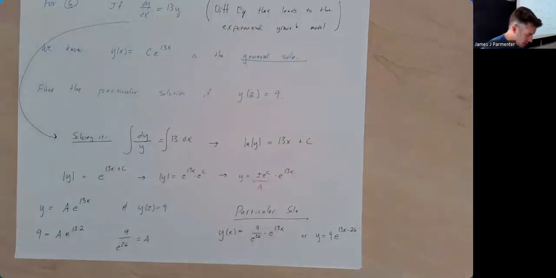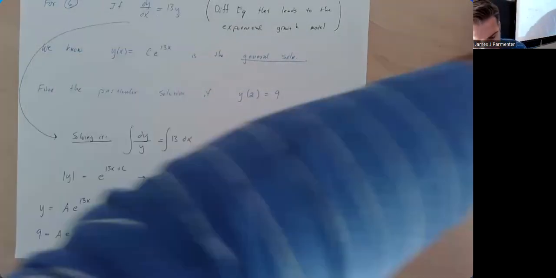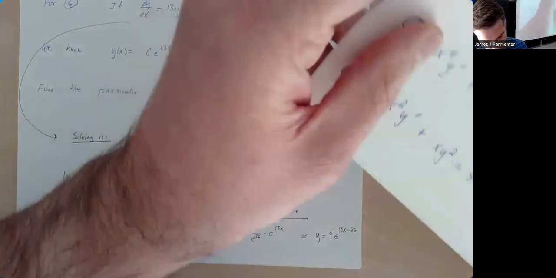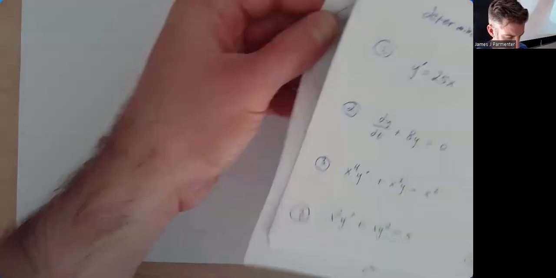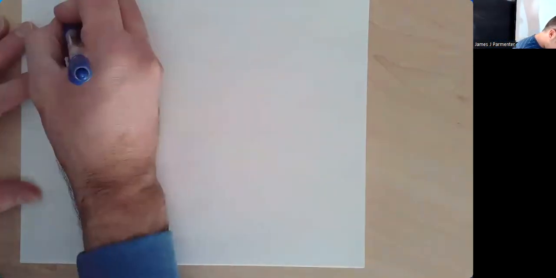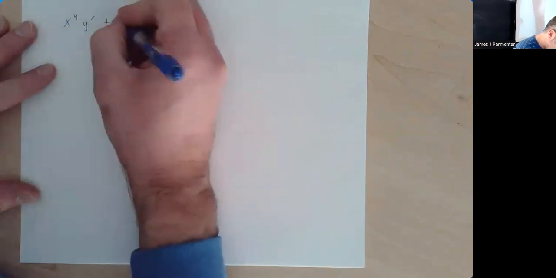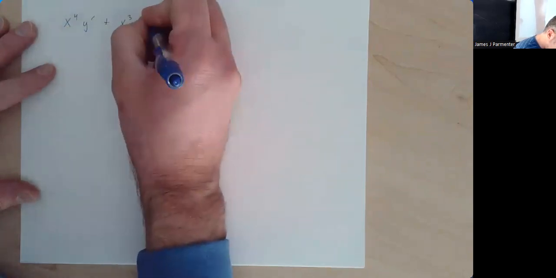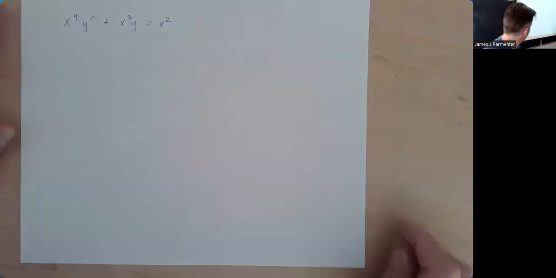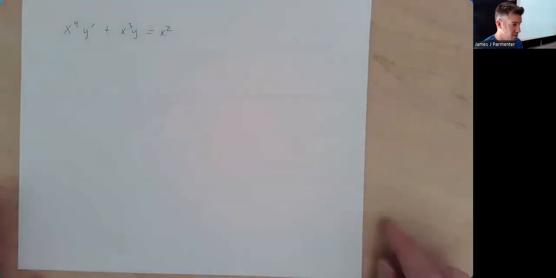Okay, let's look back at some first order linear examples. Let's look at this one. x to the 4th times y prime plus x cubed times y equal to x squared. I haven't done this problem, so I don't know if it's going to turn out nicely, if it's going to really suck. Sometimes they really suck.